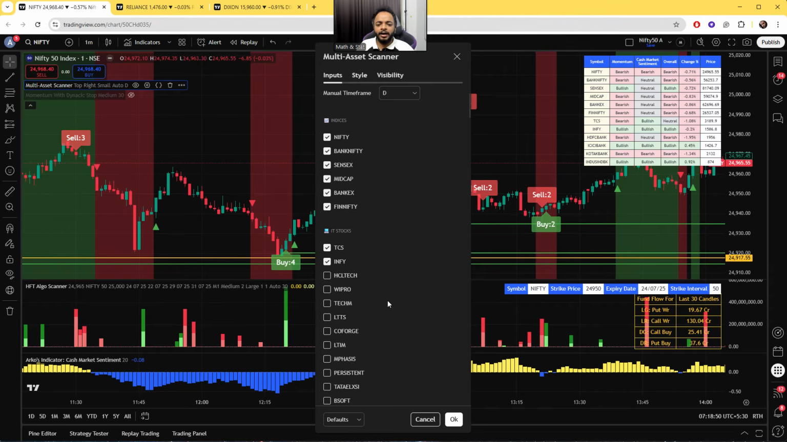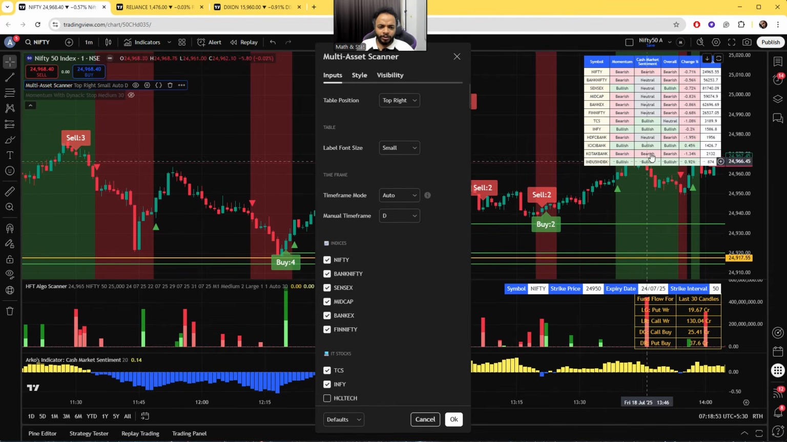And you can scan them in real time. And if your TradingView plan supports multiple indicators, you can open the same indicator again and put at max 40 stocks in it, and run it parallelly. You can also select the table position. So this is top right. If you want to open another table on the same screen, you can select any other, like top left or bottom. You have four options.